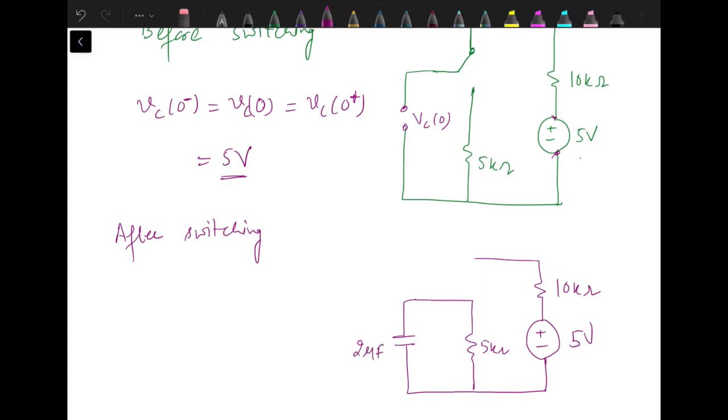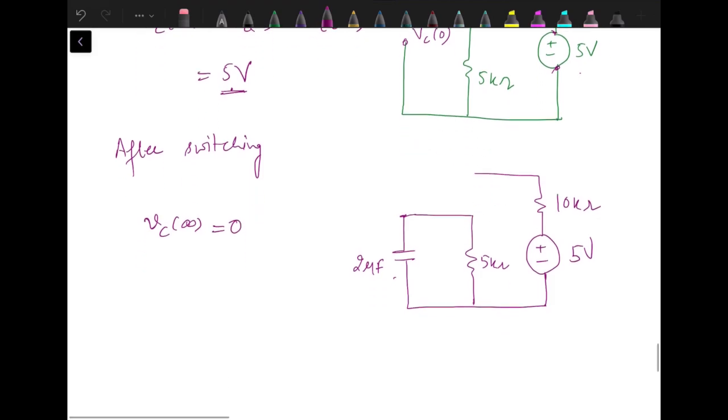Now in this position, when the switch is closed, the capacitor which was initially charged to 5 volts will start discharging, and after a long time, when the steady state conditions have been reached, it will discharge completely. Since we don't have any other active source over here, the voltage across the capacitor will finally fall to 0. So Vc infinity is 0.